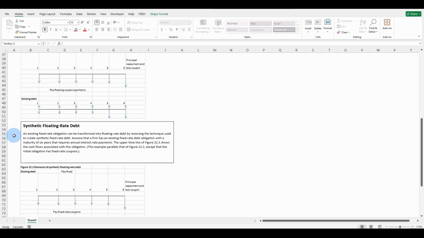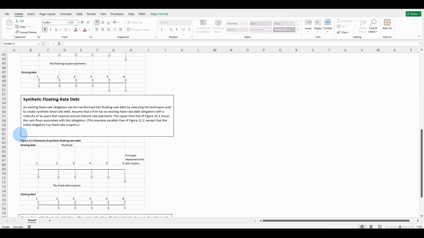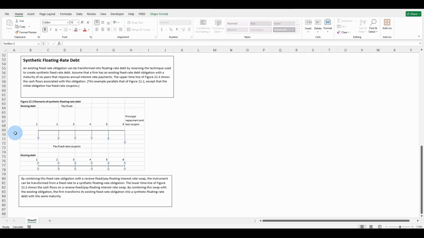An existing fixed rate obligation can be transformed into a floating rate debt by reversing the technique used to create synthetic fixed rate debt. Assuming that a firm has an existing fixed rate debt obligation with a maturity of 6 years that requires annual interest rate payments, the upper timeline of figure 22.3 shows the cash flows associated with this obligation. This example parallels that of 22.2, except that the initial obligation has fixed rate coupons.